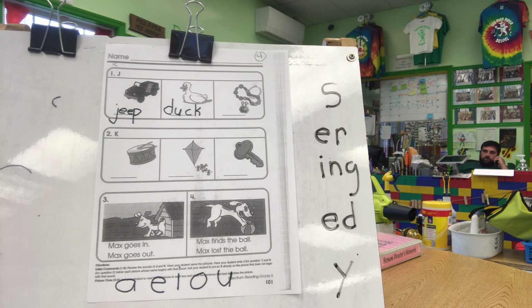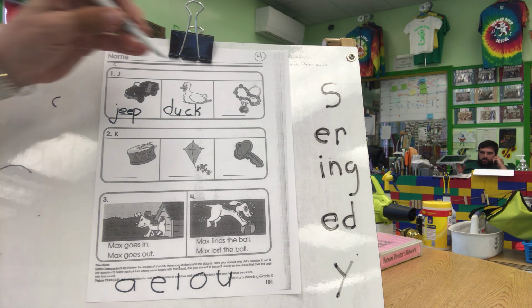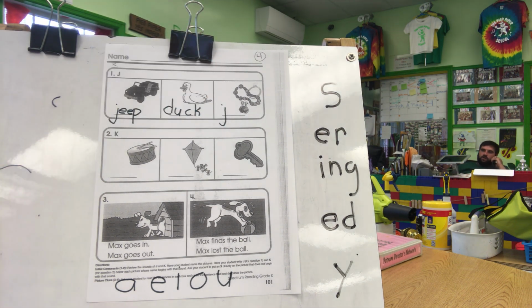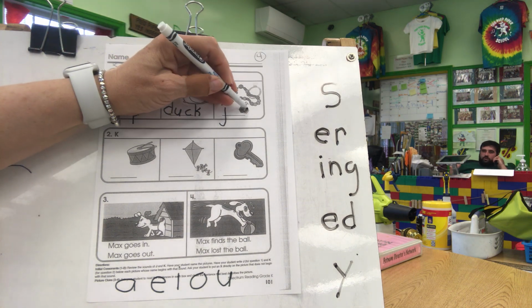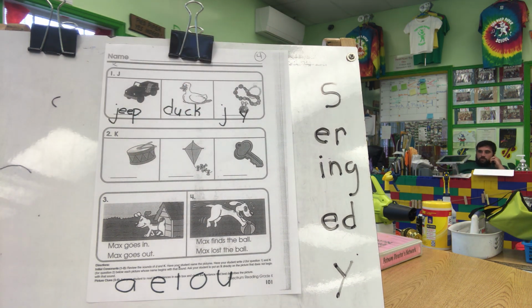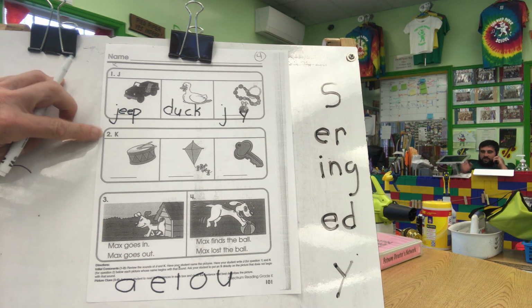And the last one is jewelry. Put a J there. Jewelry. Same J like Jeep. Jewelry. I hear an E at the end, but what's another vowel that can make that E sound? That Y. Jewelry. That tricky Y can sound like an E. Take your time. Come back to me when you finish your words. Let's go on to the next.